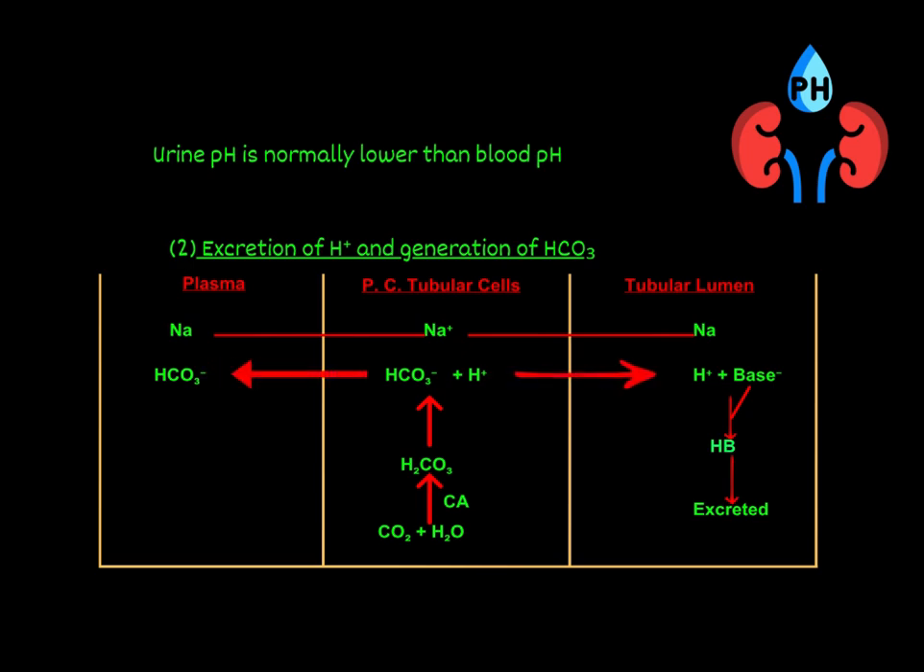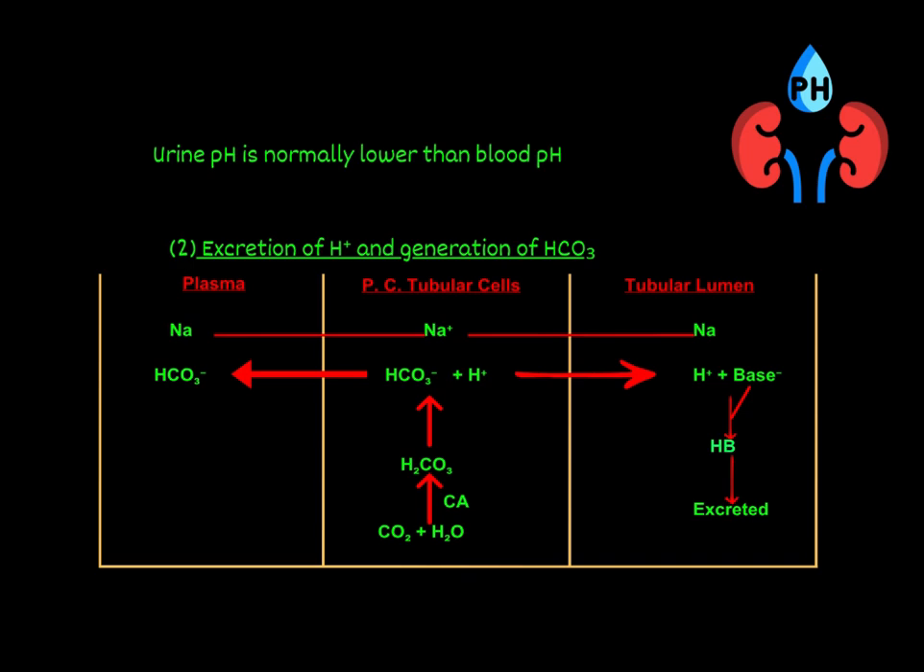Mechanism 2, hydrogen ion excretion and bicarbonate generation. Sometimes, bicarbonate is depleted, like in diabetic ketoacidosis, where it is consumed by buffering excess acids. The kidneys generate new bicarbonate to replenish it, primarily in the proximal tubule and collecting ducts. This process is tied to hydrogen ion excretion.